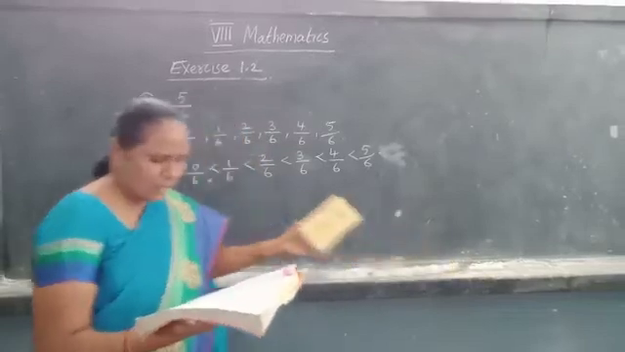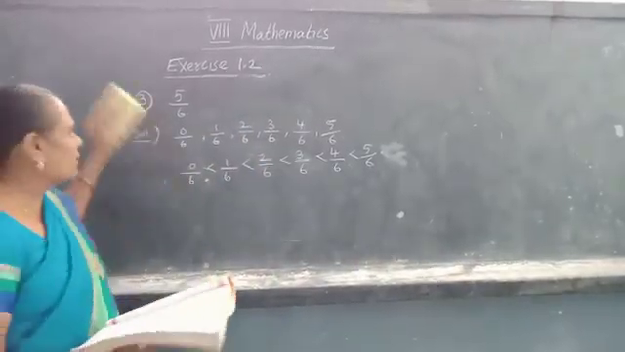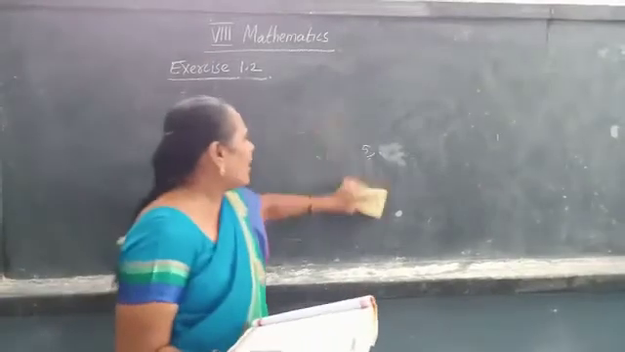Next question. Find 12 rational numbers between -1 and 2.